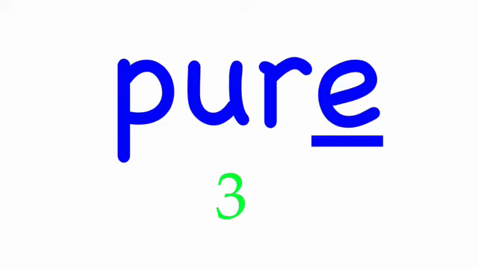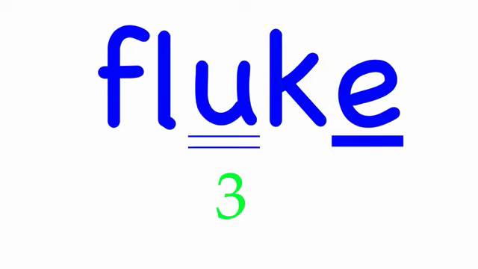Row 3, fluke. Fluke. The outcome of the election was a fluke. Fluke. 4 sounds. F, L, U, K. Fluke. U is representing its second long sound. Rule. What is the rule that governs this? Rule. 3 sounds. R, U, L. Rule.